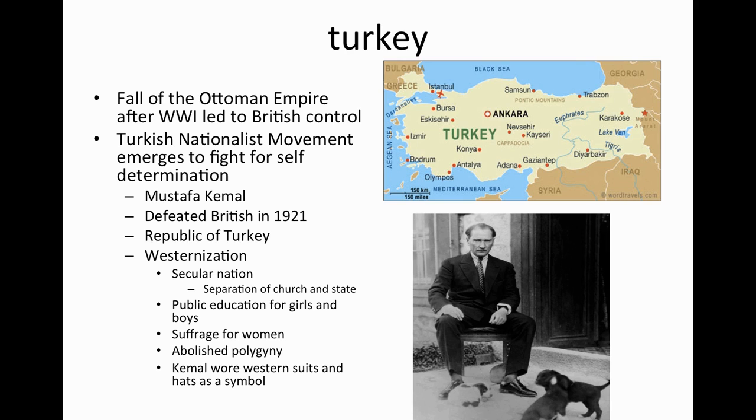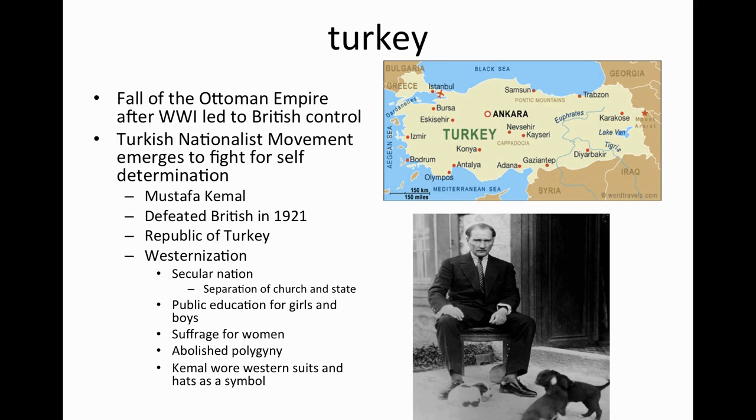So the leader who kind of led this movement was Mustafa Kemal. That's him right there. He defeats the British in 1921, and the nation of Turkey emerges, right? So that's out of the Ottoman Empire. And he kind of continues what we saw in the last unit, where this part of the world is slowly westernizing. He establishes a secular government where, even though it's an Islamic nation, the church and the state are going to be separated, right? Secularism. He's going to promote public education for girls and boys, suffrage for women. So, major changes in this part of the world under Mustafa.